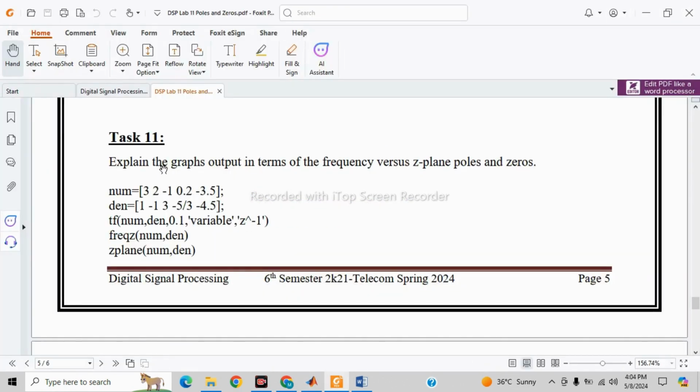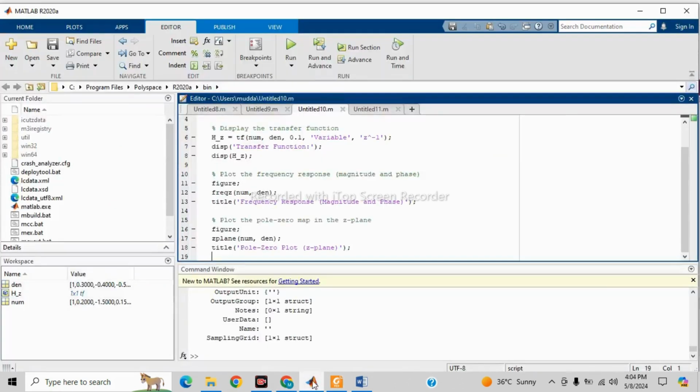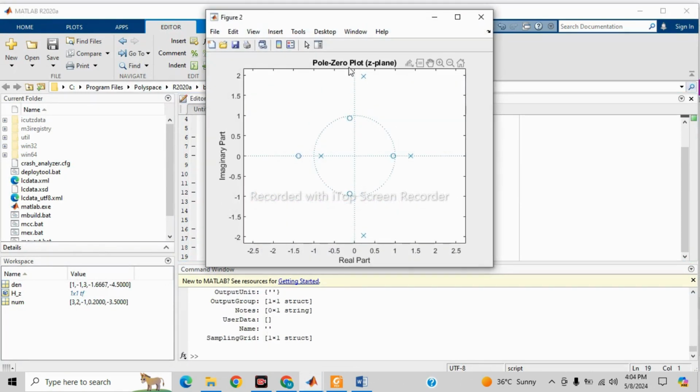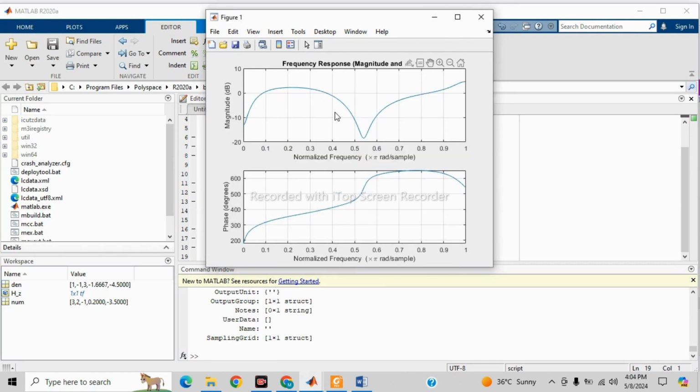Next is task number 11, which is explain the graph's output in terms of frequency versus Z-plane, poles and zeros. This is the code, and in MATLAB it will be the output. This is the output, pole zero plot in Z-plane, and this is the frequency response, and this is the magnitude in decibels, and this is the phase in degrees.